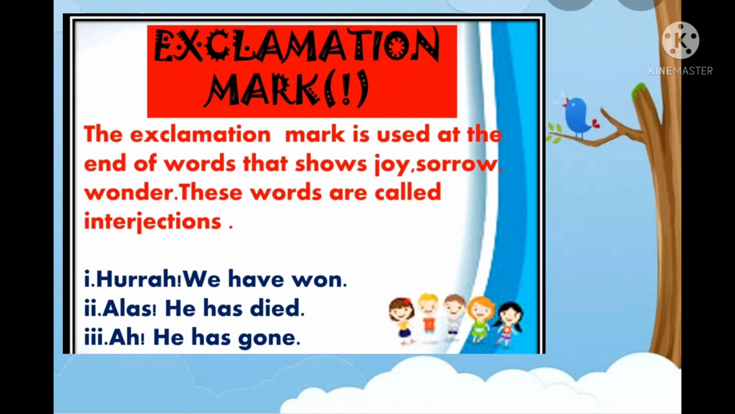Next is exclamation mark. The exclamation mark is used at the end of words that show joy, sorrow, wonder. These words are called interjections. So kids, where we express our feelings, there we use exclamation mark. For example, hooray, we won the match. Alas, he has died. Ah, he has gone. So, to express joy, sorrow and wonder, we have used an exclamation mark.